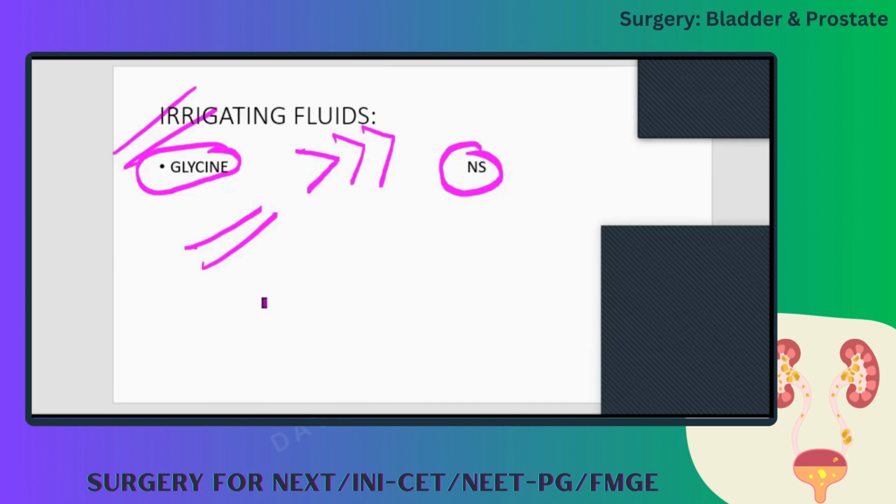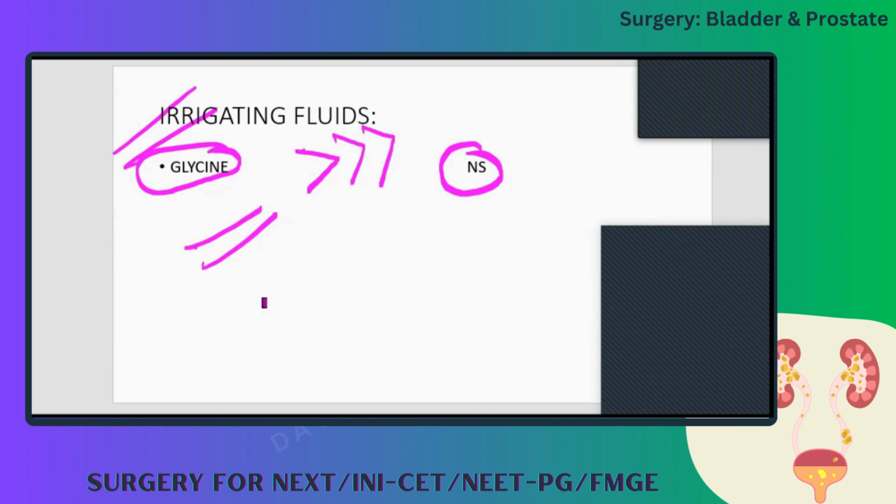First of all, why do we need a fluid? Like a lubricant? No. For lubricant we put jelly, but this is a collapsed tube. Our urethra is a collapsed tube, so to make it open, you have to give some fluid. Then only will it open, and then you can pass your tube. Okay, sir. So why glycine? Sorry for interrupting you.